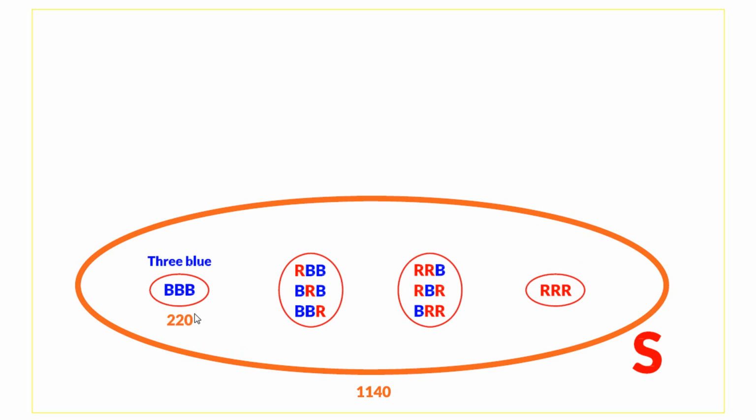So now we represent the sample space with 1140 outcomes and with all these events. So the first one, picking up 3 blue balls with 220 possible outcomes, and the second one, 2 blue and 1 red with 528 outcomes, and 1 blue only with 336 outcomes, and 0 blue or 3 red with 56 possible outcomes.